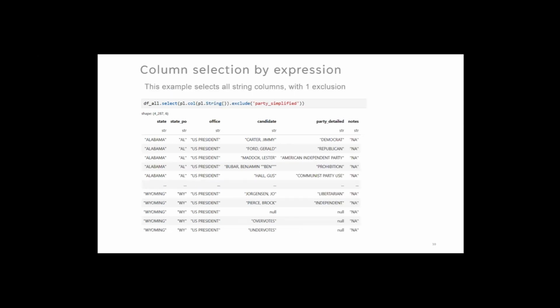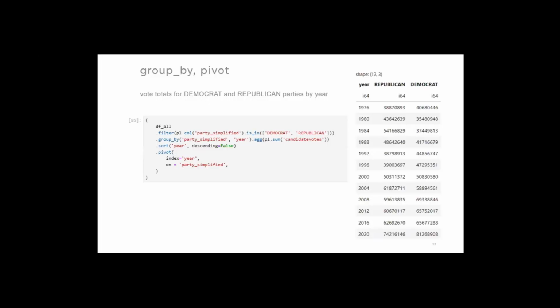You can select columns by expression. In this case, I have selected all of the string columns. You can see all these data types are strings. And I gave it an exclude clause, just to show the capability. So I said leave out the simplified party. I probably want to exclude the notes column because there's no useful information in there, but you get the idea. The polars expressions are very, very well liked by this community. So those are some simple use cases from our Figure Friday group.